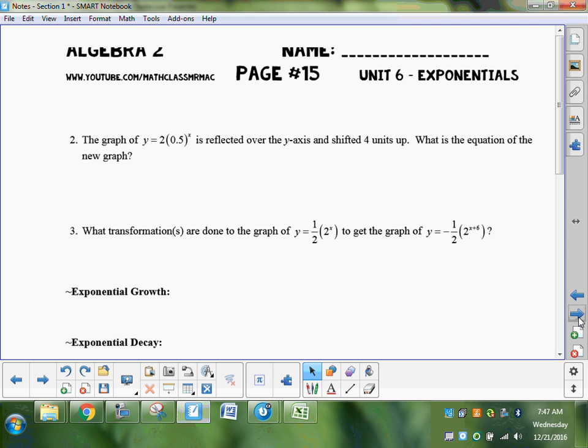The graph of this axis is reflected over the y-axis and shifted up 4 units. What is the equation? How do I make it reflect over the y-axis? Do you remember? Go back and check those equations before, because we found one that's going to reflect over the y. What do you have to do to make it happen? Having all the negatives in the base.